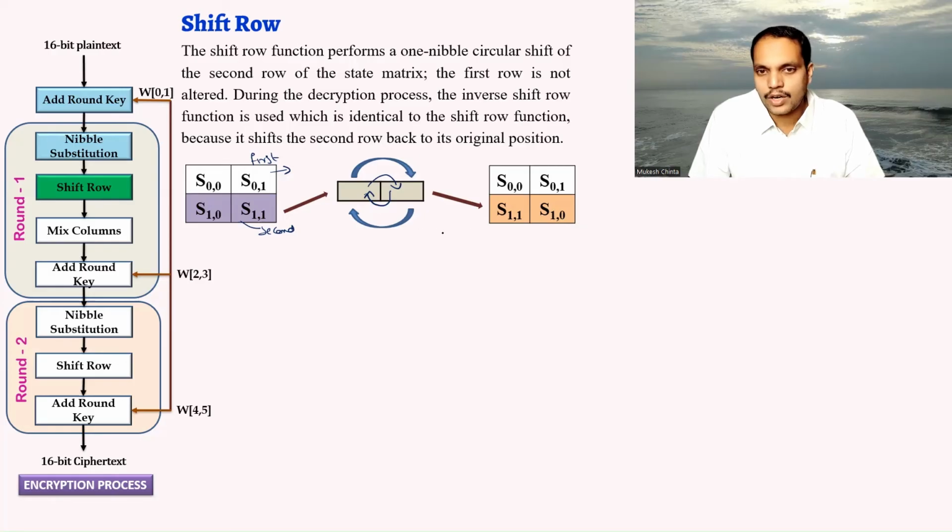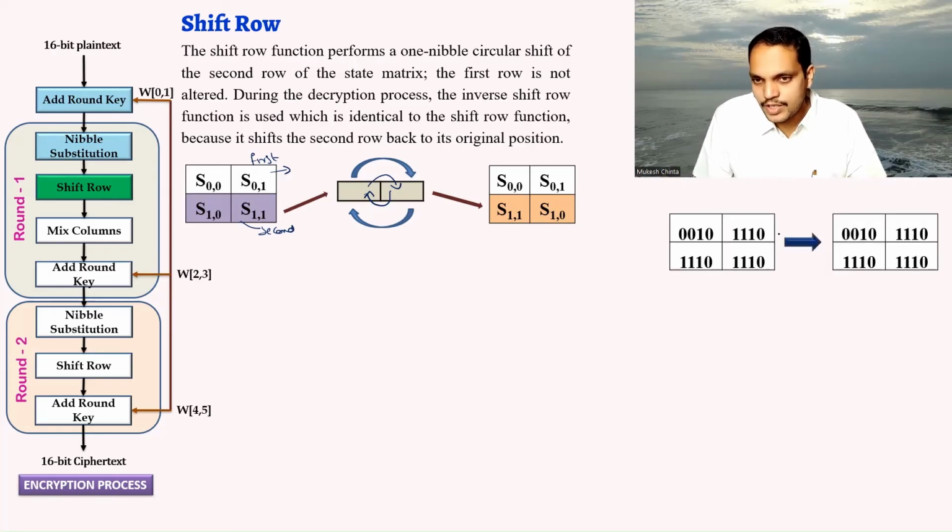So let us check it out in our state matrix. This is my state matrix. And if I do this operation, because these two are identical, you might not notice any change in this operation. But we have to do this. This is a shift row operation. Understood? So this is also done.